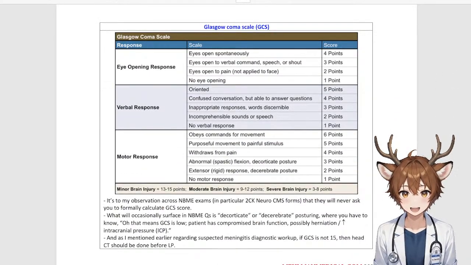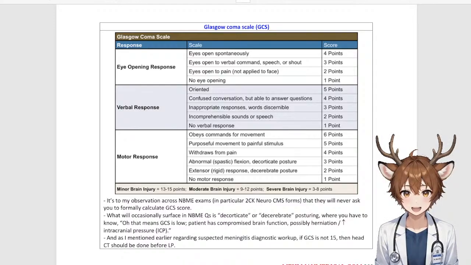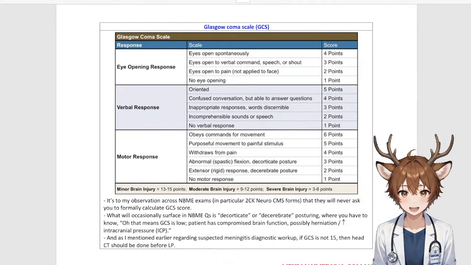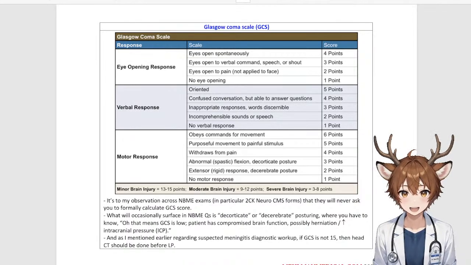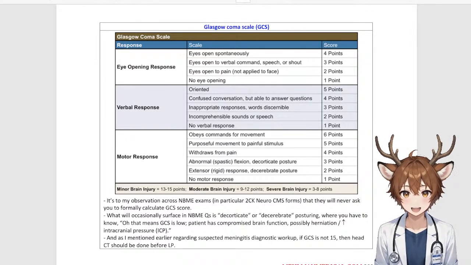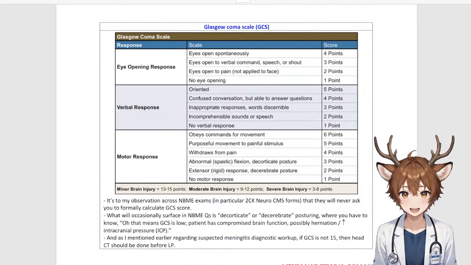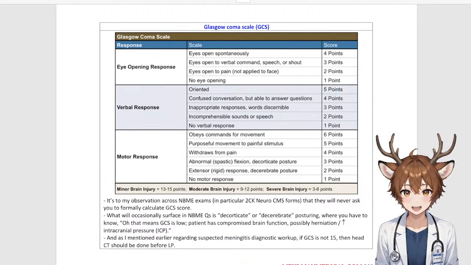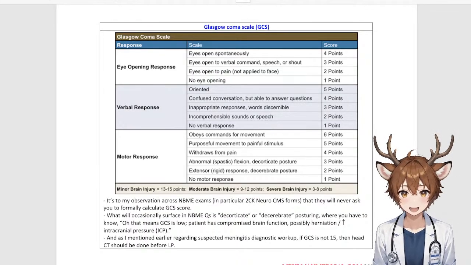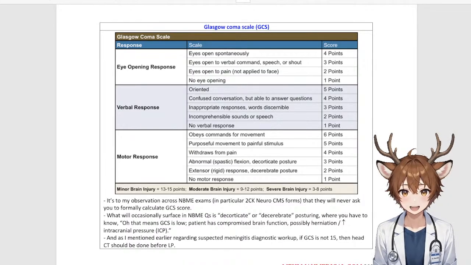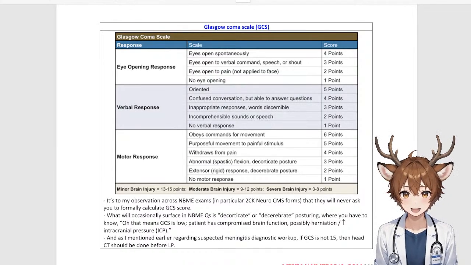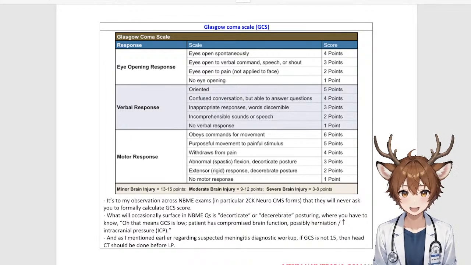So here's the actual Glasgow Coma Scale, GCS, which is now only explained with the little parentheses side by side with the actual name after it's been mentioned already by acronym first, so whatever. Glasgow Coma Scale, response scale score. Eye-opening response is a 4 to 1 scale, and the lowest you can have is 1 for each of these categories. Eye-opening spontaneously; eye-opening to verbal command, speech or shout; eyes open to pain, not applied to face; no eye opening. What about verbal response?